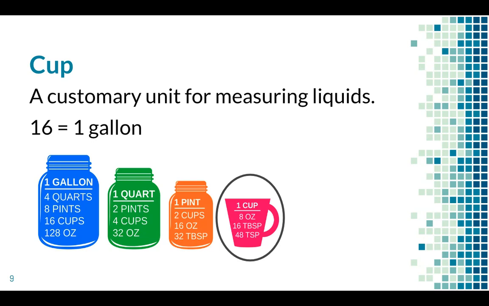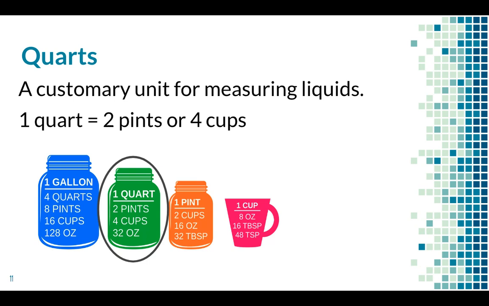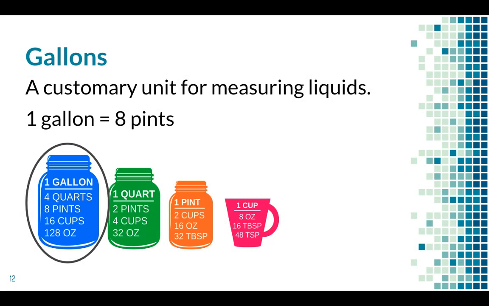A cup is a customary unit for measuring liquids. It is the smallest one that we are learning about. Pint is a customary unit for measuring liquids, so it's a little bit bigger than a cup. Quart is a customary unit for measuring liquids. It is bigger than a cup and a pint, smaller than a gallon. And the gallon is a customary unit for measuring liquids. It is the biggest unit that we are learning about.